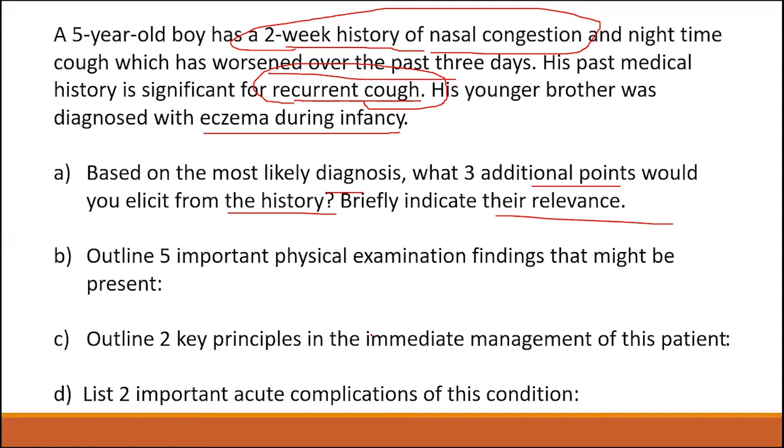List 2 important acute complications of this condition. So now look at it. This is how to answer this kind of question. First of all, you know that it's a respiratory problem, isn't it? The person cannot breathe. So what do you think is a possible complication? What can you think about as a complication?